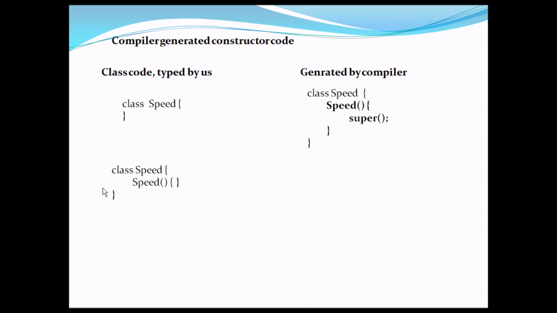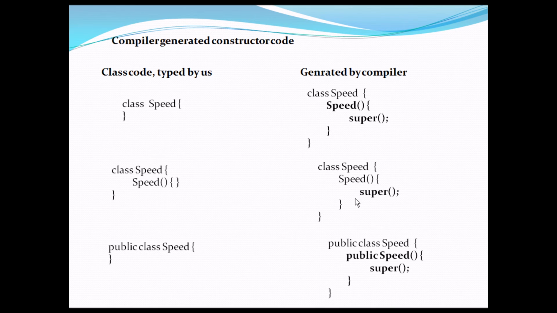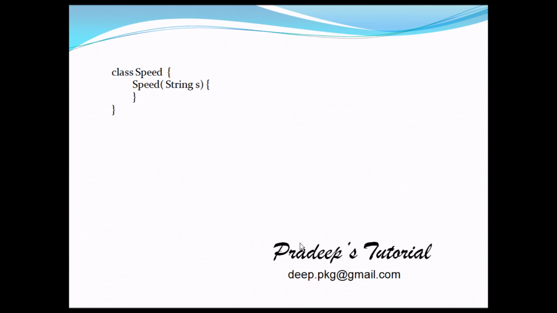You have class Speed and constructor Speed. The compiler will create this much code for you. Again, if you have public class Speed, in that case the compiler will create this thing. Okay, move to the next example. Now we have class Speed and we have a parameterized constructor. So will the compiler create a default constructor for you now? The answer is no. It will simply call the superclass constructor, but it will not create a default constructor for you.